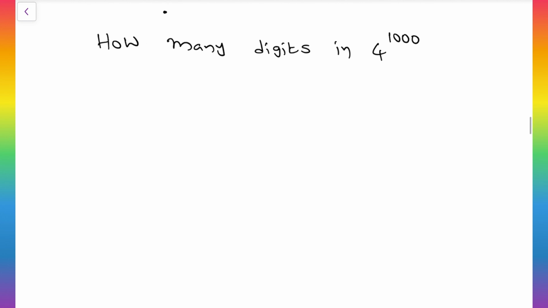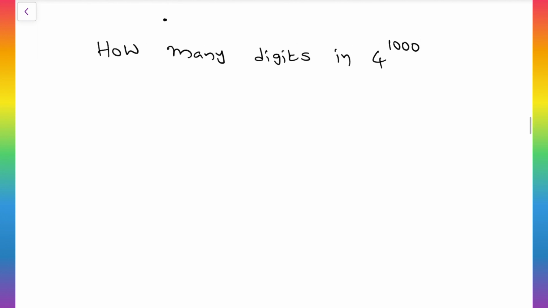For example, if this question is 4 power 1000, 4 power 1000 means 4 multiplied by 4, we need to multiply 1000 times. 4 into 4 into 4 into 4, and so on, 1000 times. If we multiply like that, we will get some final answer. In that final answer, how many digits will be there? That is the answer.